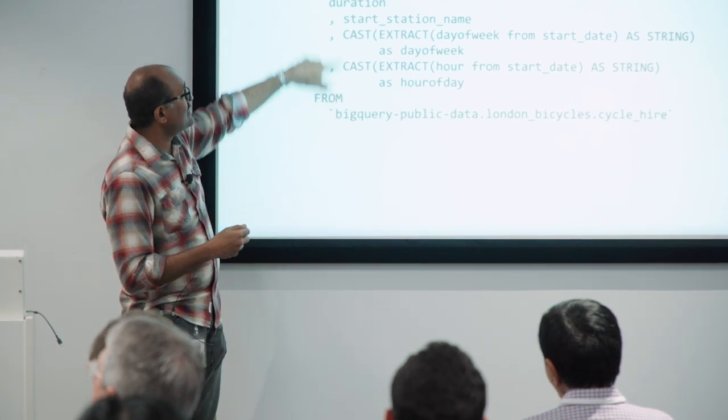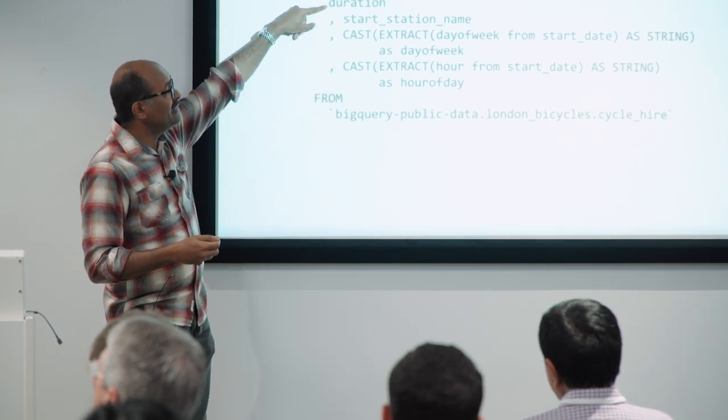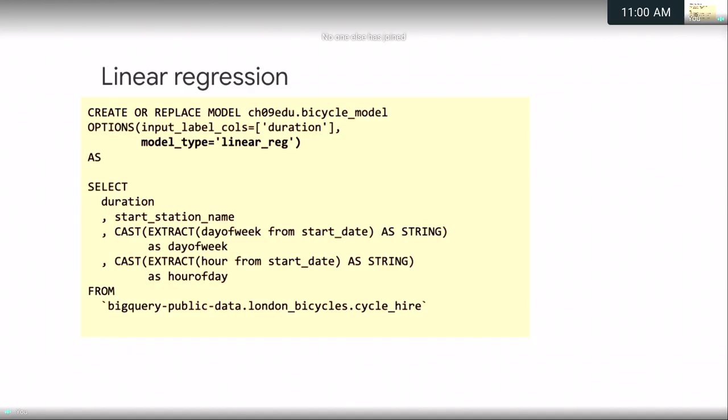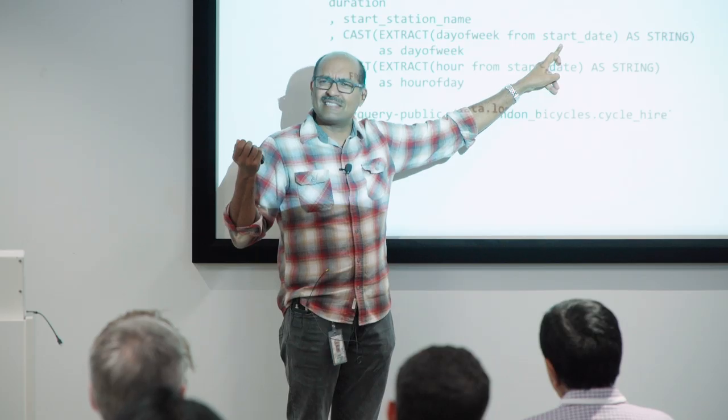Now this is just a select query where I'm pulling in the duration, I'm pulling in the start date, the time at which they rent the bike, and from that, I'm pulling out the day of the week. So this is my feature engineering. I'm not using the start date as is. Why don't I use the start date as is?